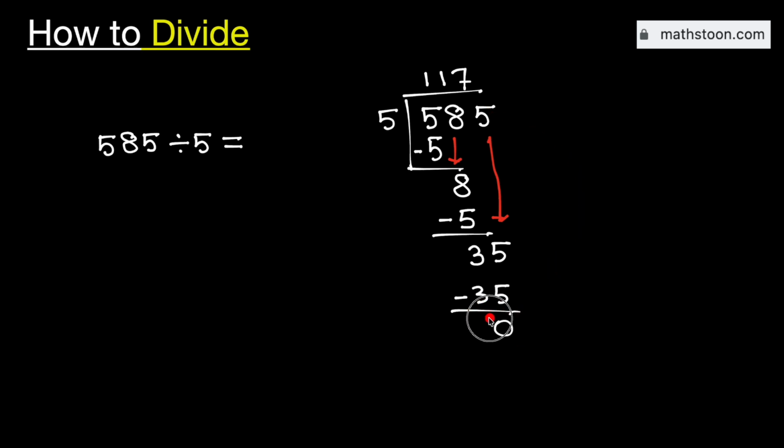And we have got the number 0. So we will stop. Therefore, 585 divided by 5 is equal to 117. And this is our final answer.